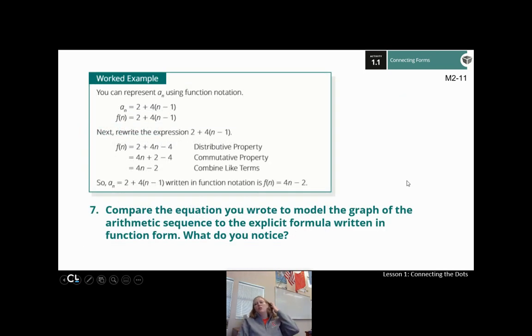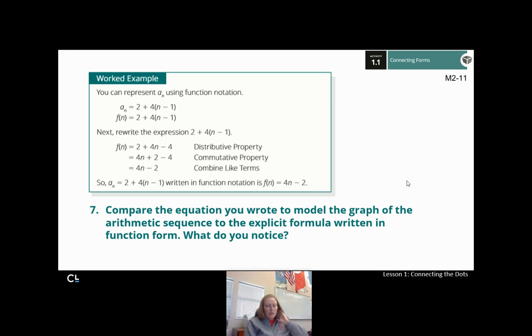So what I'd like you to do, can you just take a moment to compare the equation you wrote to model the graph? Hang on, what page was that? What number was that one? Nobody knows anymore. So sad, so sad. Hang on. I know what page I'm on sometimes, some days, most days, a few days. Make sure I'm on the right page.